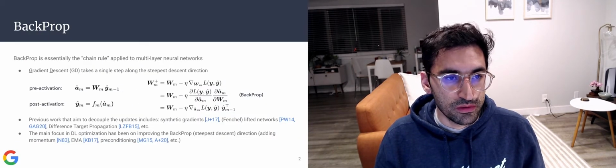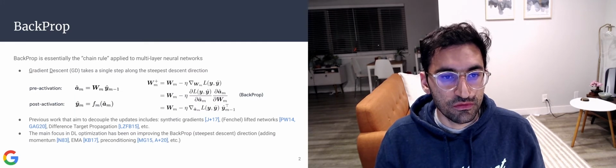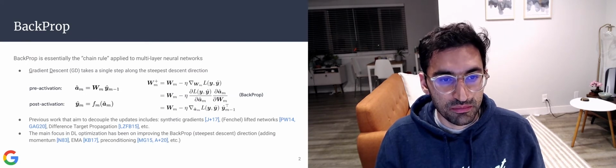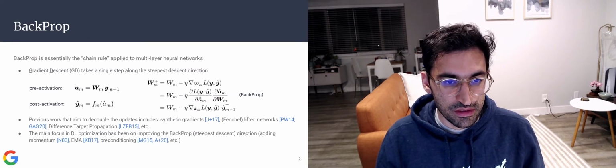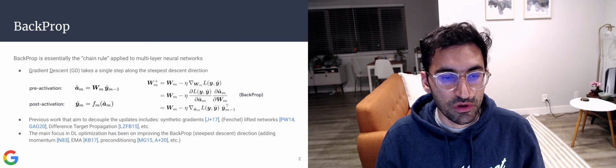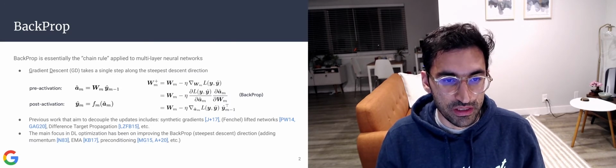To review the problem, BackProp is the main method for training deep neural networks. Given a mini batch of examples, it involves a forward pass to calculate the pre- and post-activations of the layers. And then it proceeds by performing a backward pass to calculate the gradients.